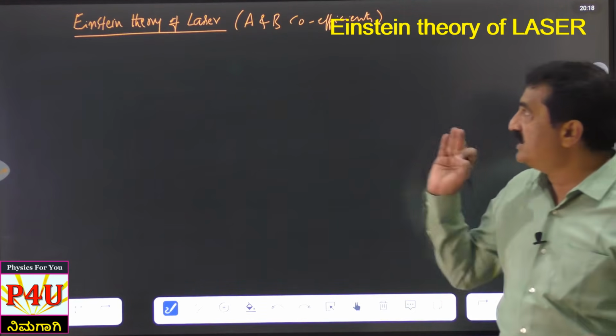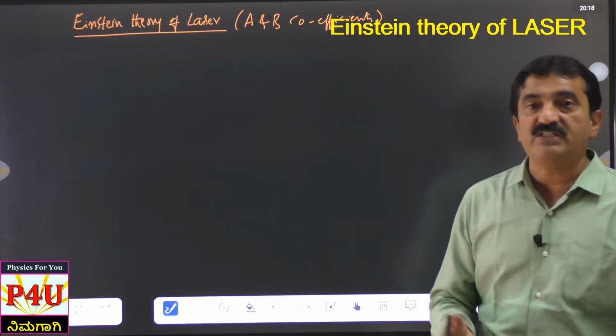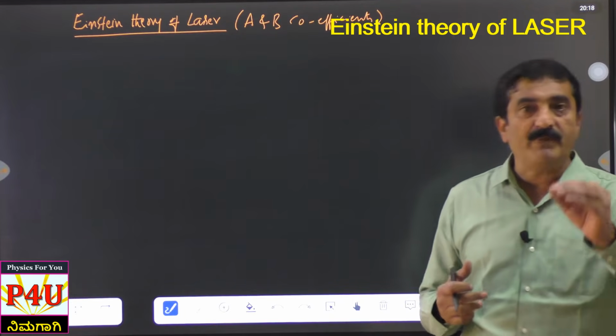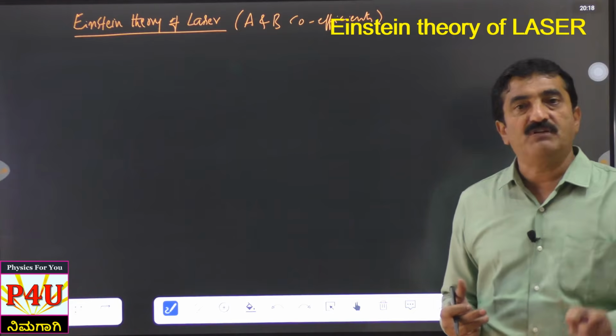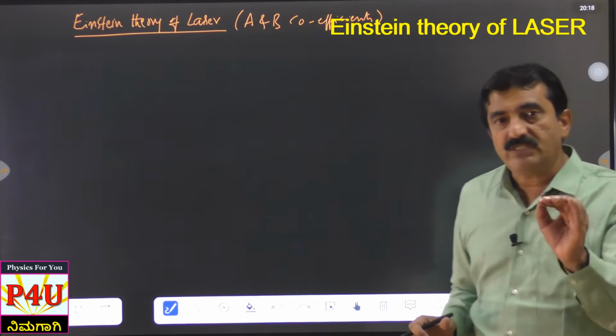Give the theory of Einstein's A and B coefficients, give Einstein's theory of laser, or starting from Einstein's theory, obtain the expression for energy density. All these are the same only. Okay, so Einstein's theory of laser.